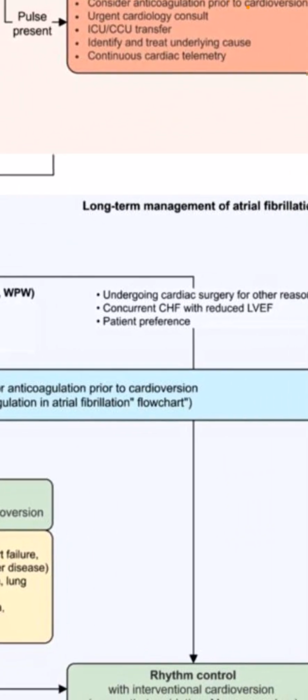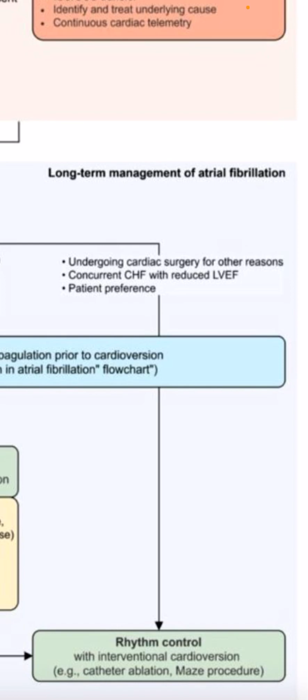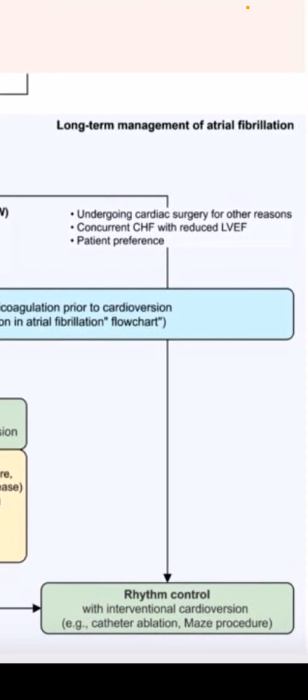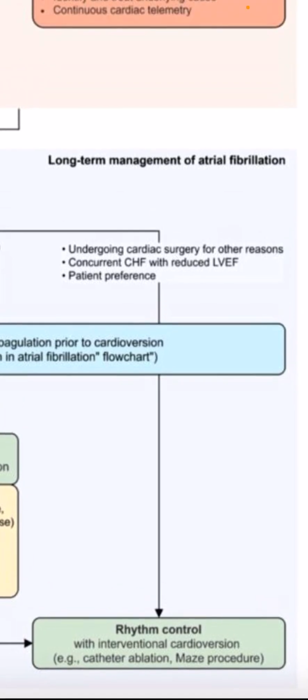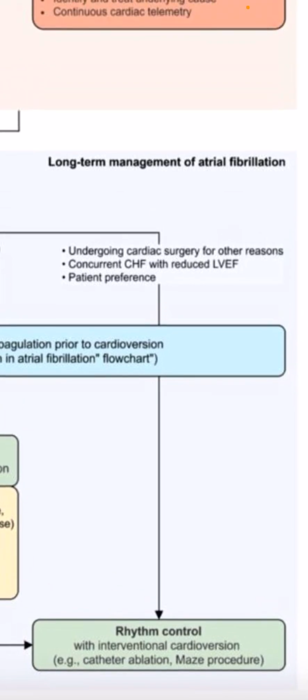And if the person is undergoing cardiac surgery for other reasons, for example, mitral stenosis, or has concurrent heart failure with reduced left ventricular ejection fraction, or patient preference, yes, we do that too. Then you can go with rhythm control via interventional cardioversion, which is catheter ablation, for example. And that's it.